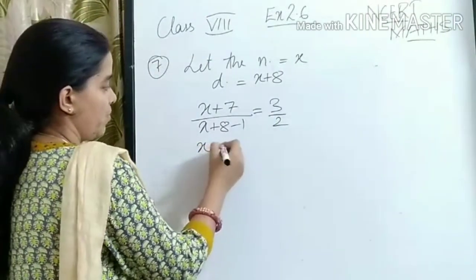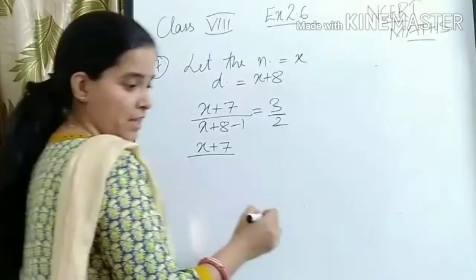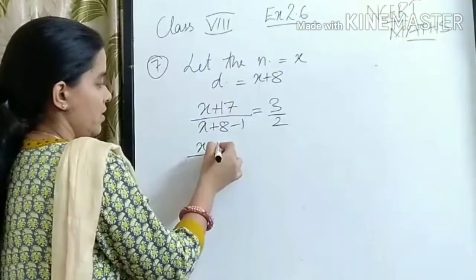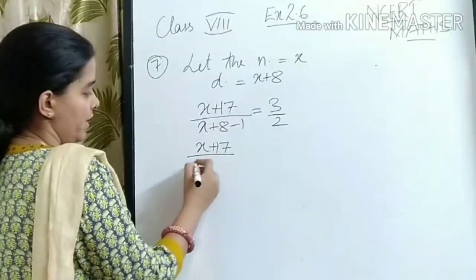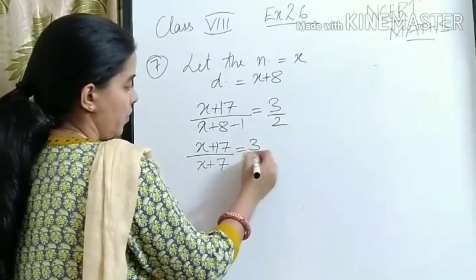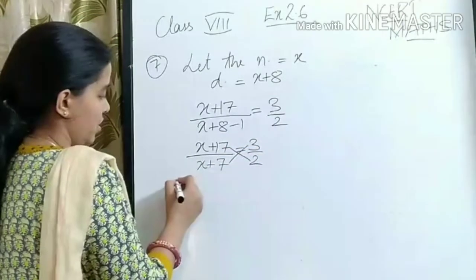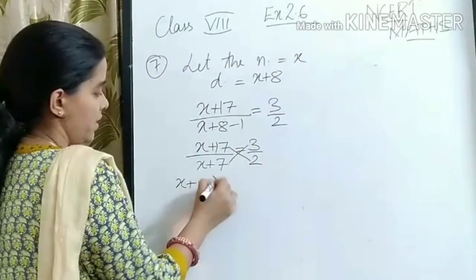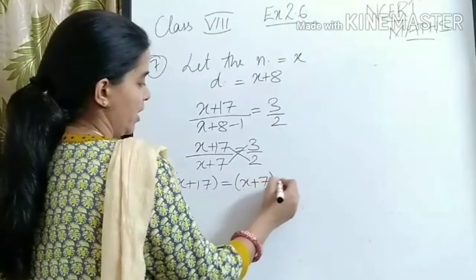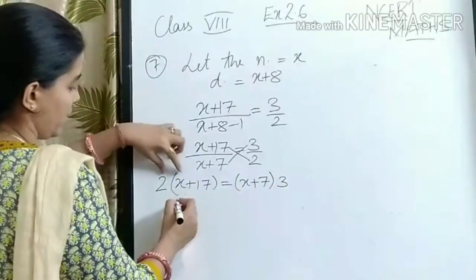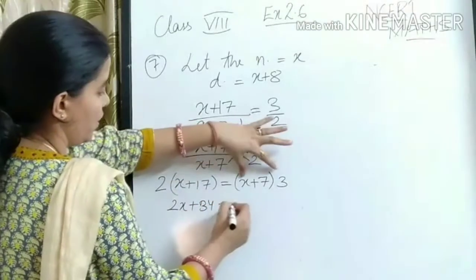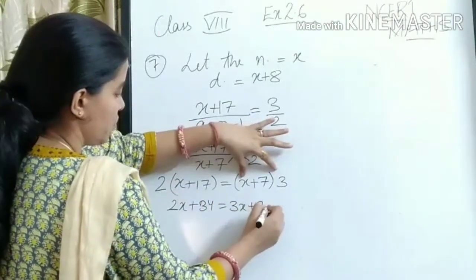Just solve it. The numerator is increased by 17, not 7, it is 17. So x plus 17 over denominator x plus 7 is equal to 3 upon 2. Do the cross multiplication. Now x plus 17 will be multiplied with 2 and x plus 7 will be multiplied with 3. Open up the bracket, it will give us 2x plus 34 is equal to 3x plus 21.